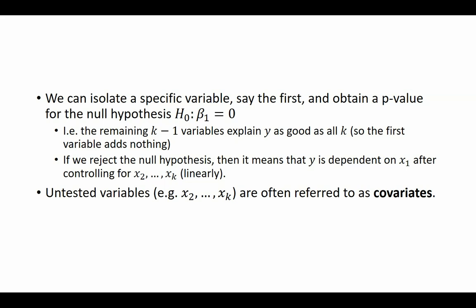What it means is that the remaining k minus 1 variables explain y as well as all k of them. So if we accept this null hypothesis, it means that the first variable gives us no additional information on top of the rest with respect to the y variable that we're interested in. On the other hand, if we reject the null hypothesis, then it means that y is dependent on x1 after already accounting and controlling for all the other k minus 1 variables in a linear way.